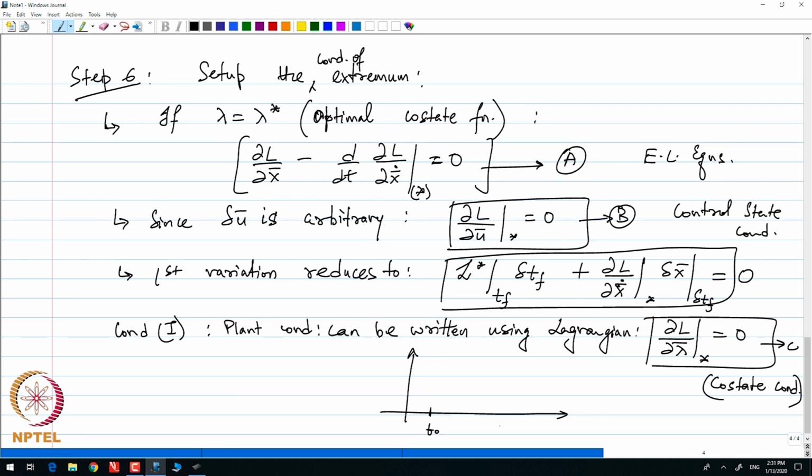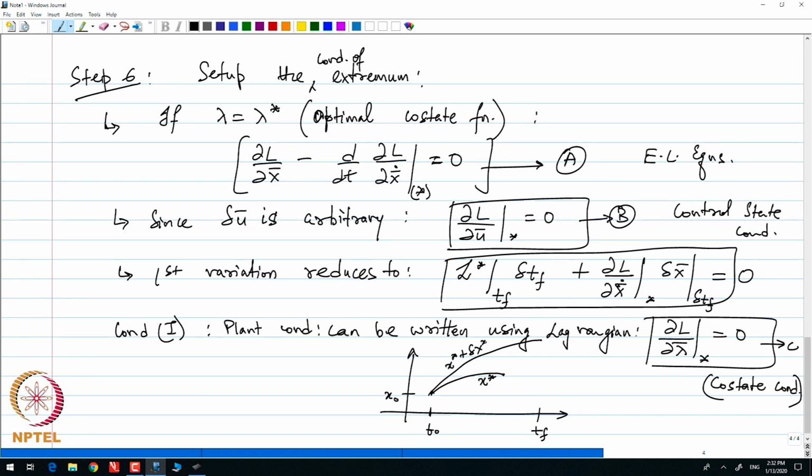Suppose from T 0 to T f, I have x 0 as my starting point for the optimal curve, as follows. This is my curve x star, and suppose the curve x star is being perturbed and it looks like the following. Let me draw a slightly simpler curve, so slightly simpler, right. My perturbed curve looks like the following.